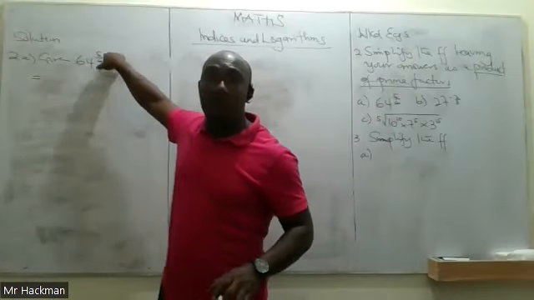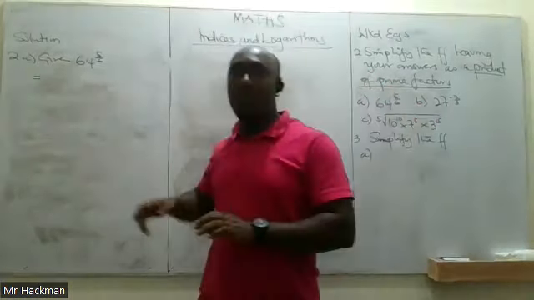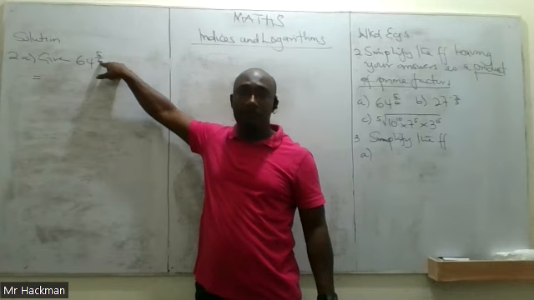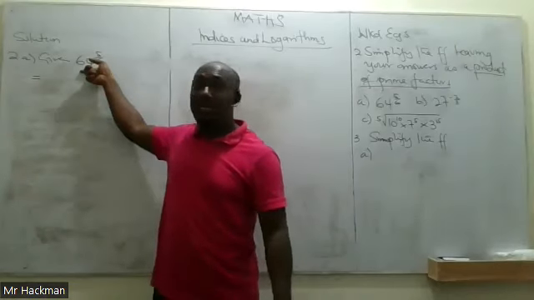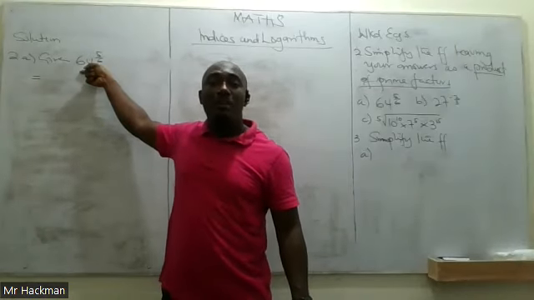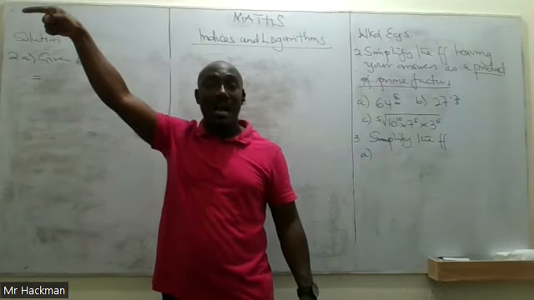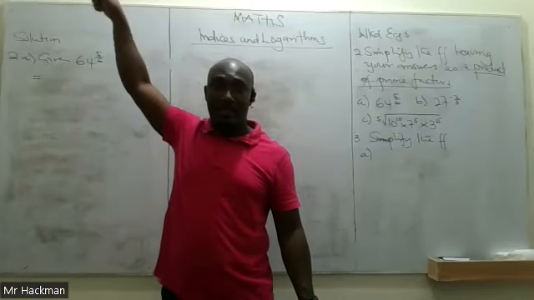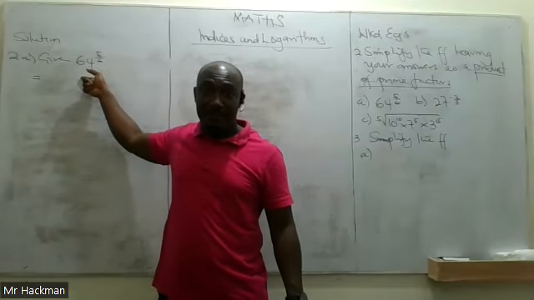Consider the denominator of your power. What is the denominator of your power here? 6. So you ask yourself, this number which is your base, do you have a number that you can raise to this power, 6, your denominator? If you have, then you write this one as that base to the power 6. 2 to the power 6 will give us what? 64. Is that clear?